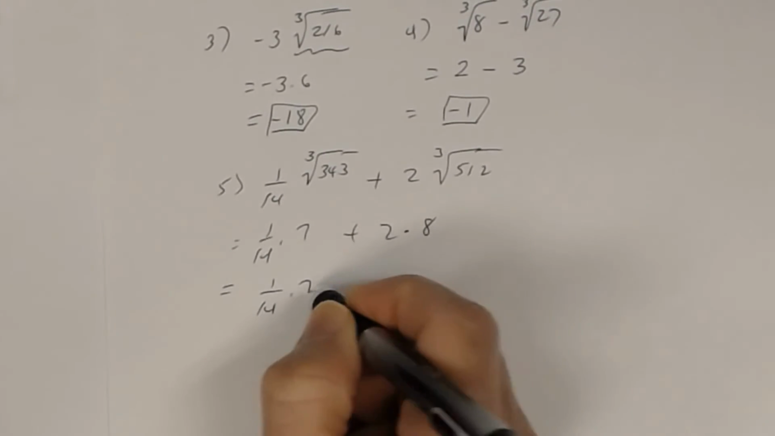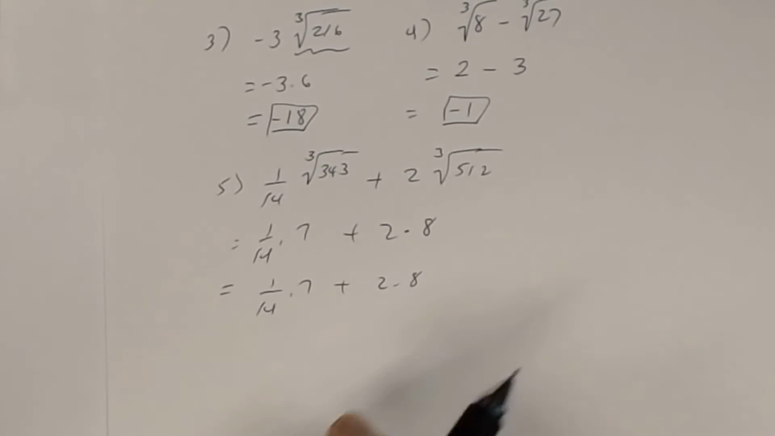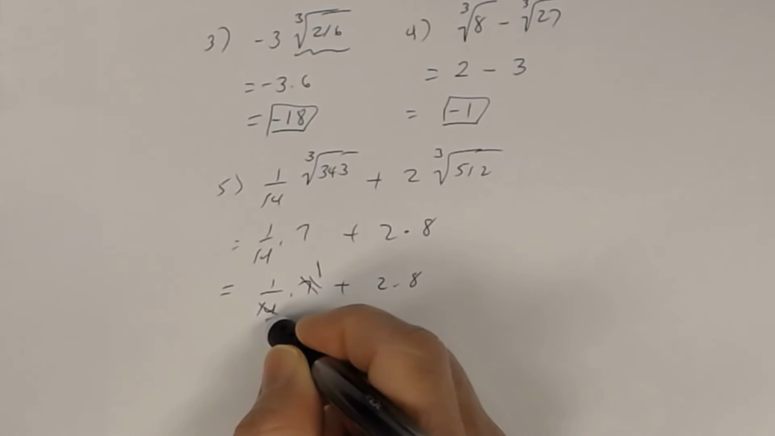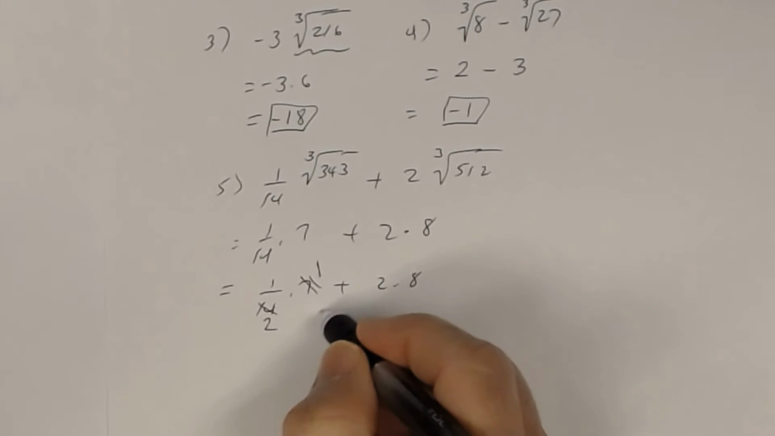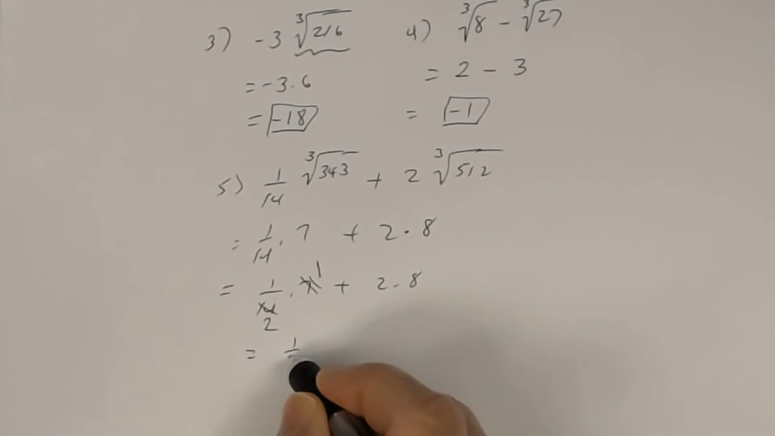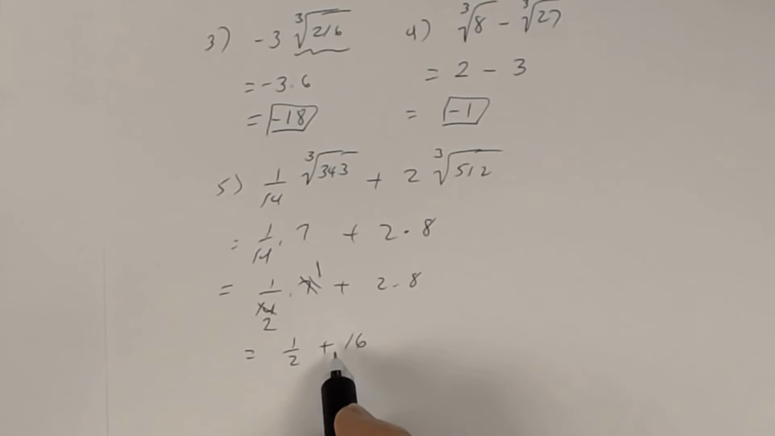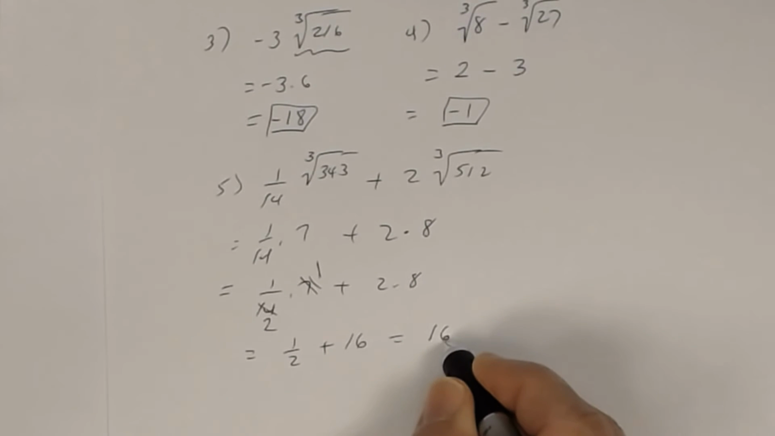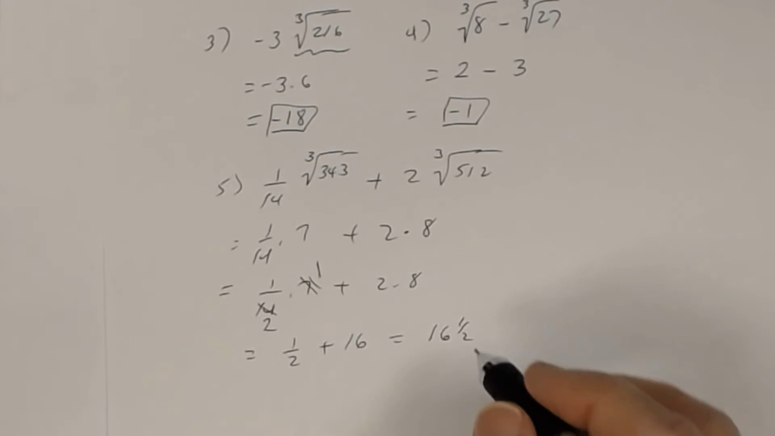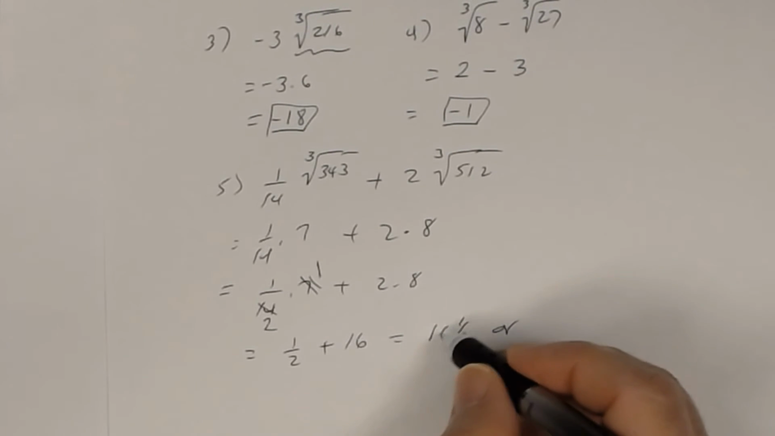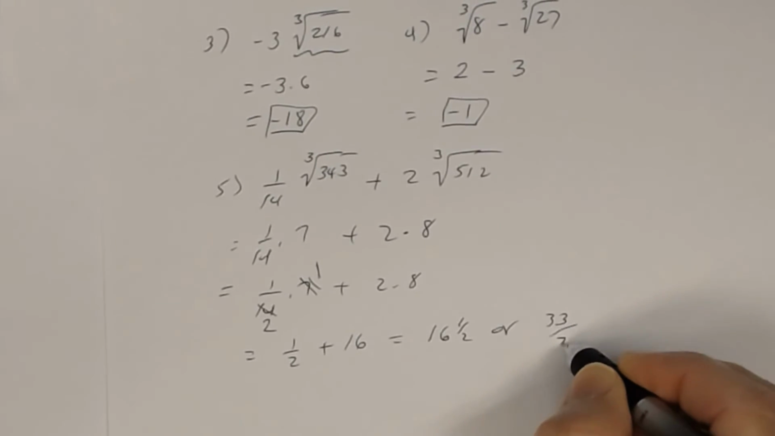I'm going to rewrite this so I can reduce. 7 to 7 is 1, and 7 to 14, I get a factor of 2. So this becomes 1/2. So 1/2 plus 2 times 8, which is 16. That's an easy one because you're adding a whole number and a fraction. So this becomes 16 and 1/2. Or if you want to write it as an improper fraction, 2 times 16 is 32, plus 1 is 33. So you get 33 over 2.